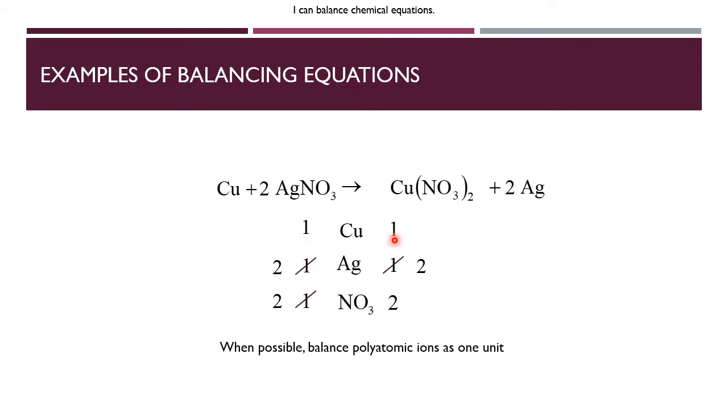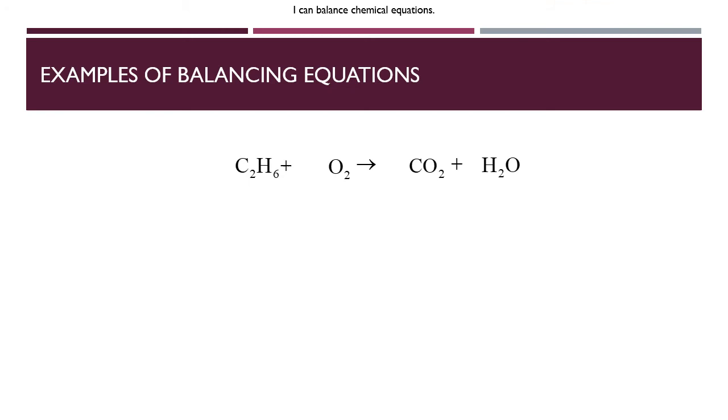I have 1 copper atom on each side, 2 silver atoms, and 2 nitrate ions. So that's balanced. All right, let's look at another example. So this one's a bit more complex. At first glance, it might not look like so.